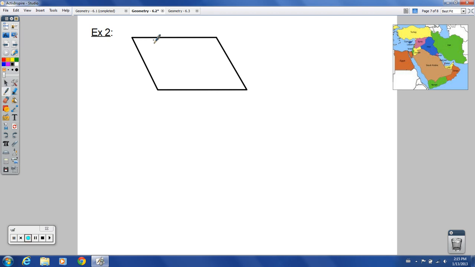And let's draw in some arrows. We're going to assume that these sides are parallel here and here as well. Okay, and let's call this 4x degrees. Let's call this 60 degrees. And I'm going to say that this is E, A, S, and T.